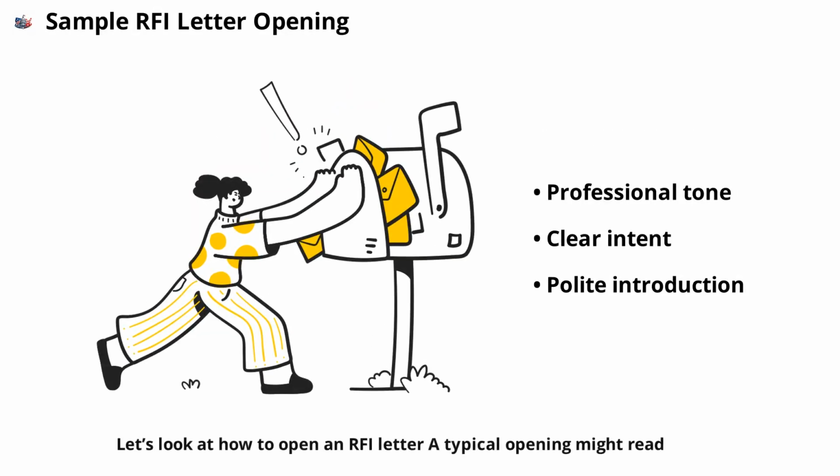Let's look at how to open an RFI letter. A typical opening might read, "Dear recipient, I am writing on behalf of your company to request information regarding your product service. We are currently evaluating options and would appreciate your assistance in providing the following details." This sets a professional tone and clearly communicates your intent from the start.